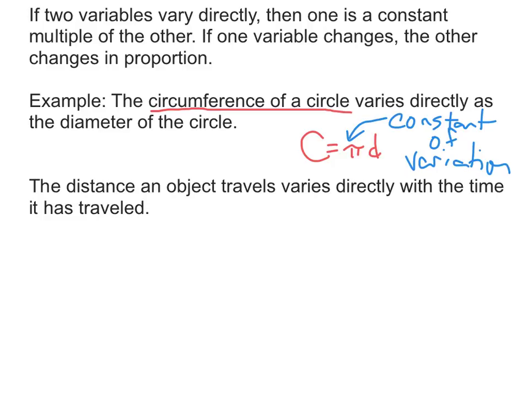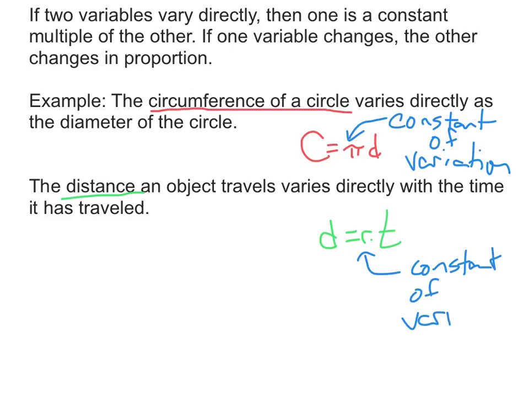In my other example, the distance an object travels varies directly with the time it has traveled. And so the time consistently multiplies by the rate. In this example, the rate, whatever number it is, how fast you're traveling in either miles per hour, feet per second, something like that, is your constant of variation. So the time multiplied by the rate gives you the distance, or rather distance is a constant multiple of time. So let's take a look at an example.